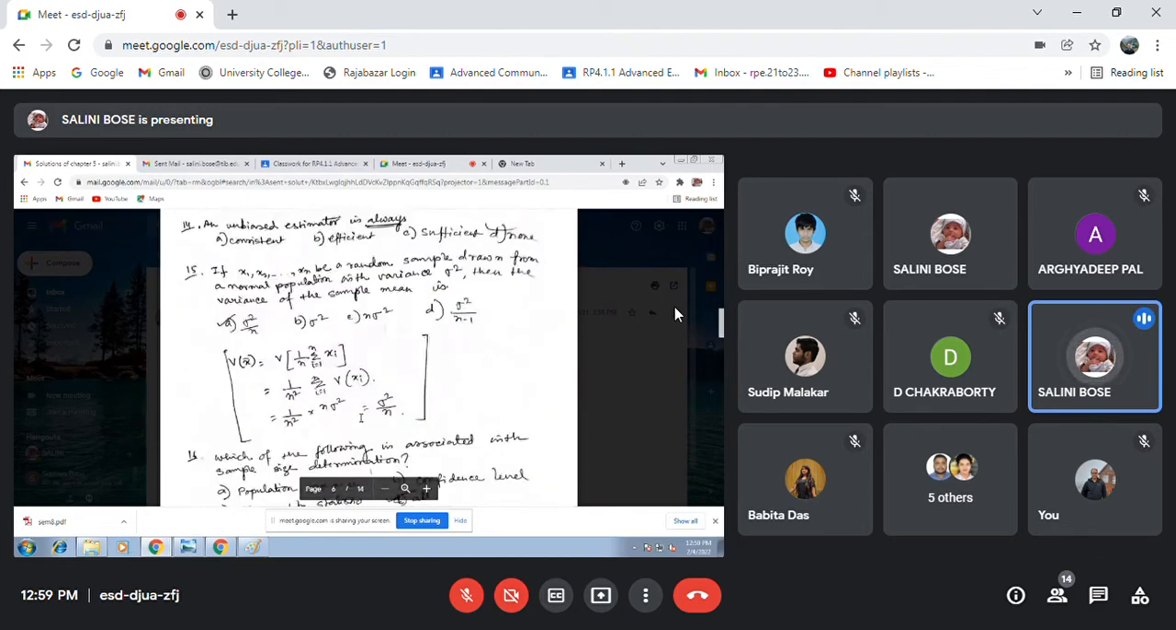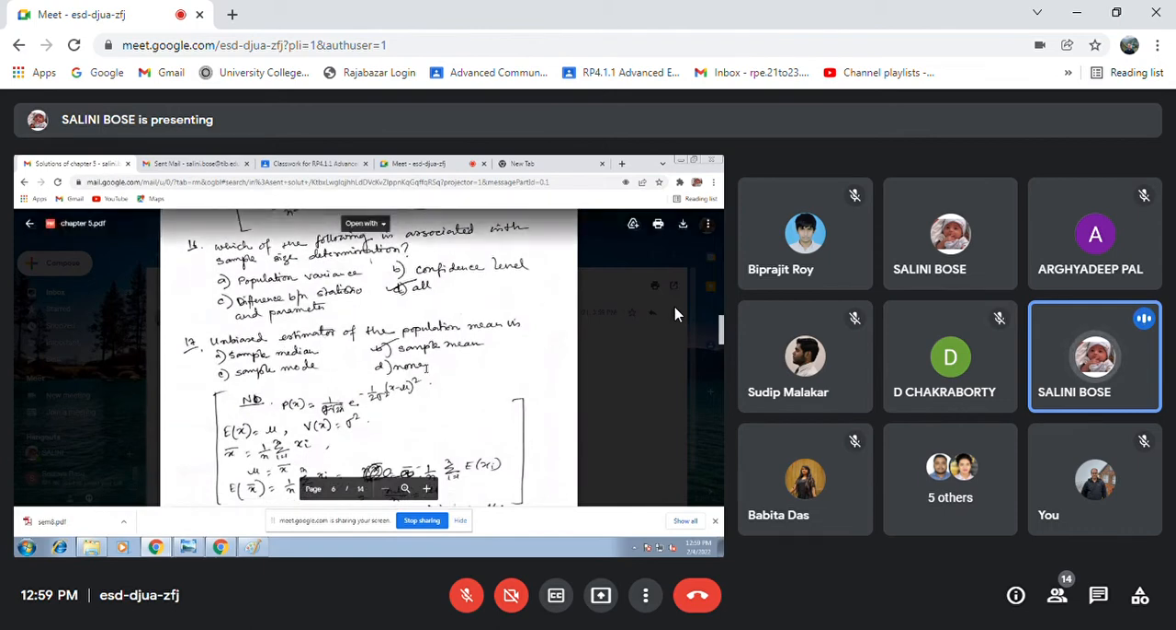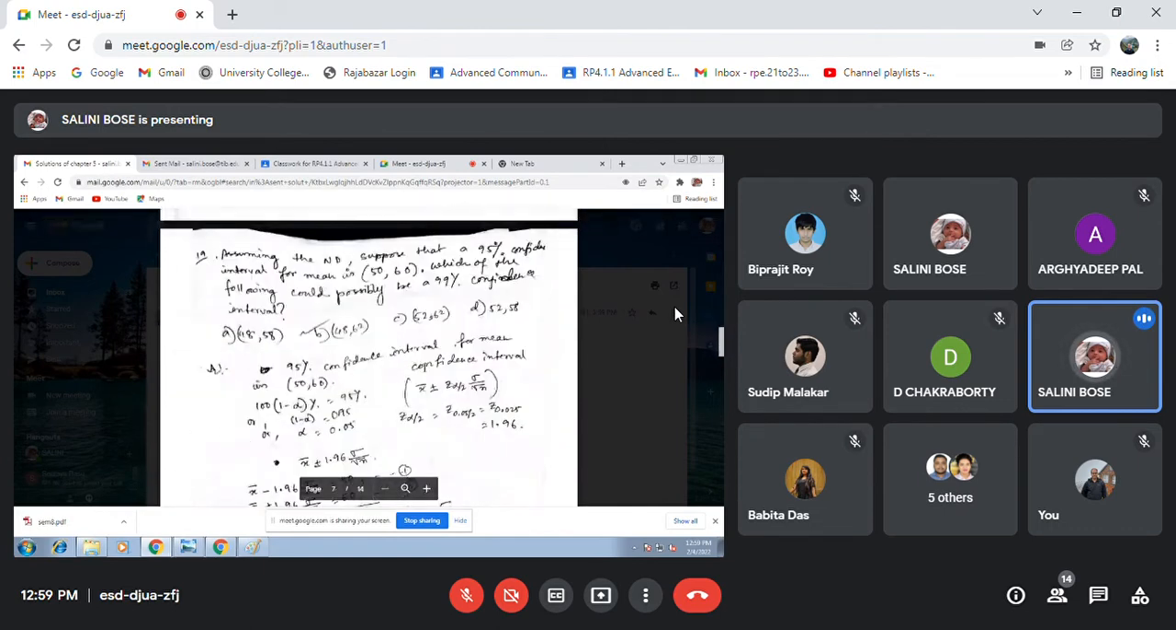Then another question we may solve. This part I am not giving you. It's on MCQs. You can solve it yourself. Next question is: assuming the normal distribution, suppose that a 95% confidence interval for the mean is 50, 60.